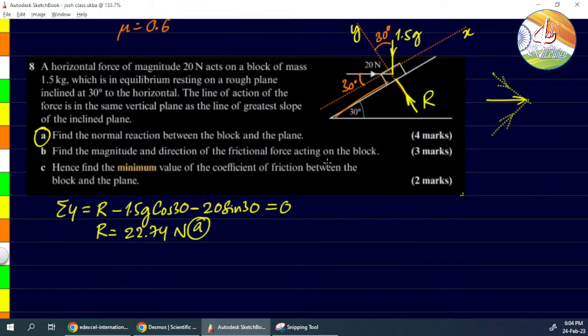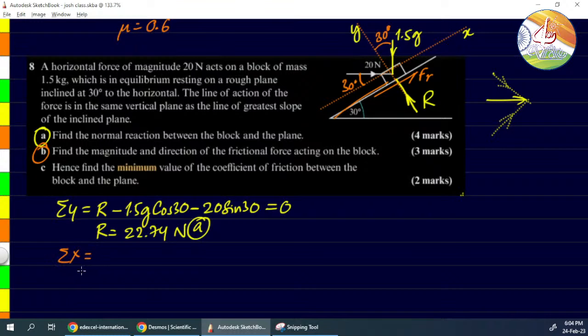Yes, sir. So let us next go for which one. Next he is asking us to find magnitude and direction of the friction force acting on the block. So in which direction is the friction force acting? We don't know which direction it is acting, right? So let us just call it Fr, and let us assume it to be positive forward direction. If we get a negative answer, that means our assumption was wrong. Correct? Are you getting me?